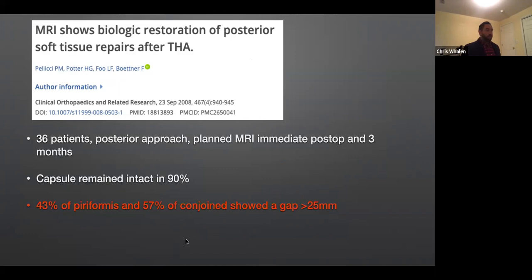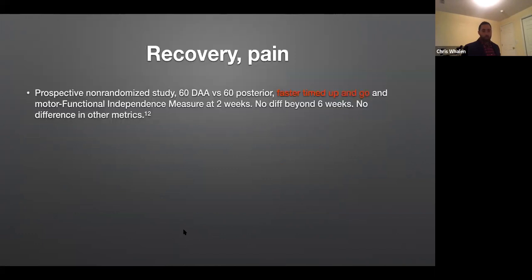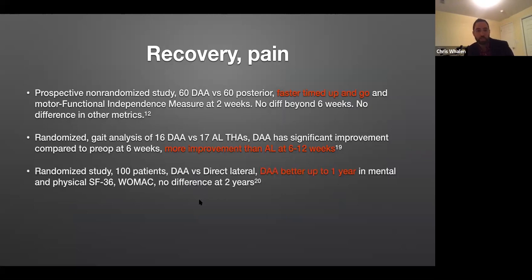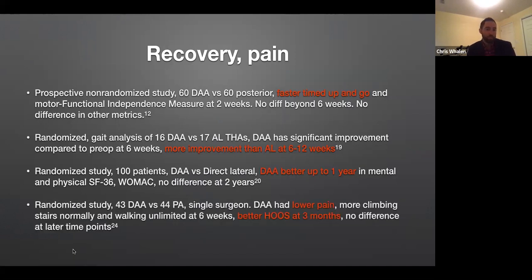I'm sure it'll scar in some fashion, but what about the recovery? This was a non-randomized study. Anterior had faster timed up and go tests at 2 weeks, no difference long-term. Randomized study looking at gait analysis. This was versus the anterolateral, but the DA had improvement at 6 weeks and continued to improve at a faster rate at 6 to 12. Randomized study again versus the lateral. DA was better up to 1 year in some of our standard metrics.